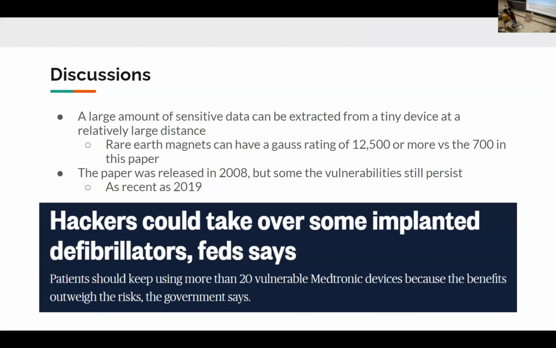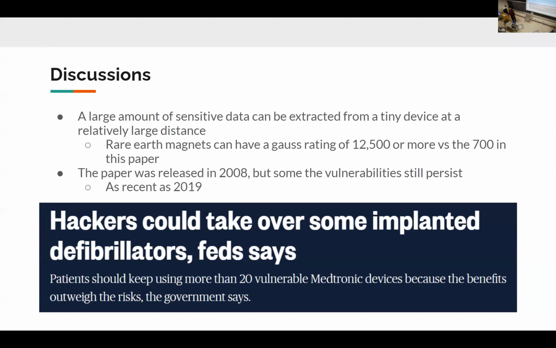So for discussion, what I thought was interesting is that I mentioned 700 Gauss for the magnet, which actually turns out to be relatively weak, because rare earth magnets can have a rating up to 12,500. So that means the 5 centimeter distance could be much larger, and that could be within talking distance, where a person is able to eavesdrop or extract information from the ICD.